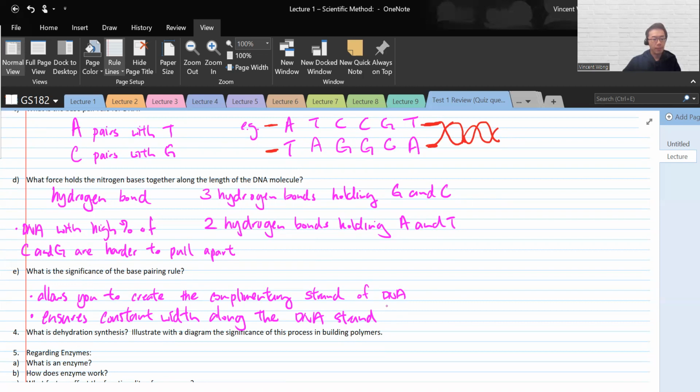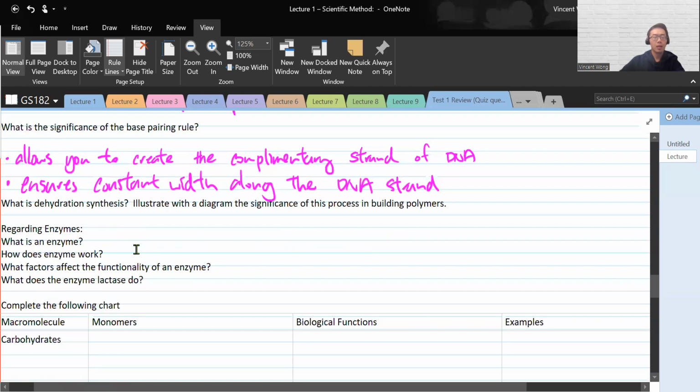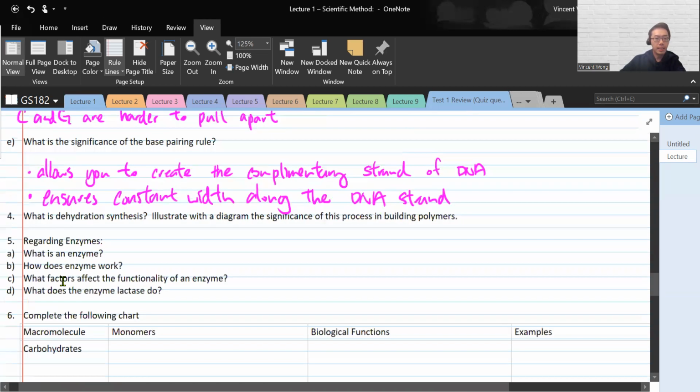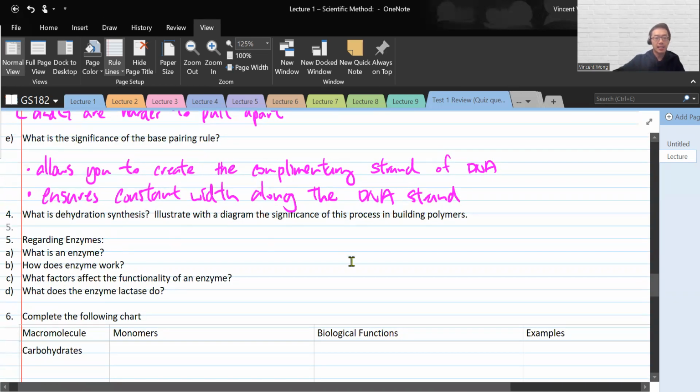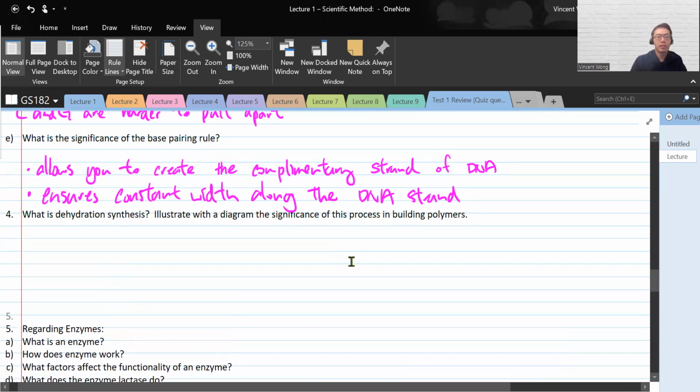Okay. Moving on. What is dehydration synthesis? Illustrate with a diagram. So we've done this before, right? Dehydration synthesis is removing water to connect two monomers together.